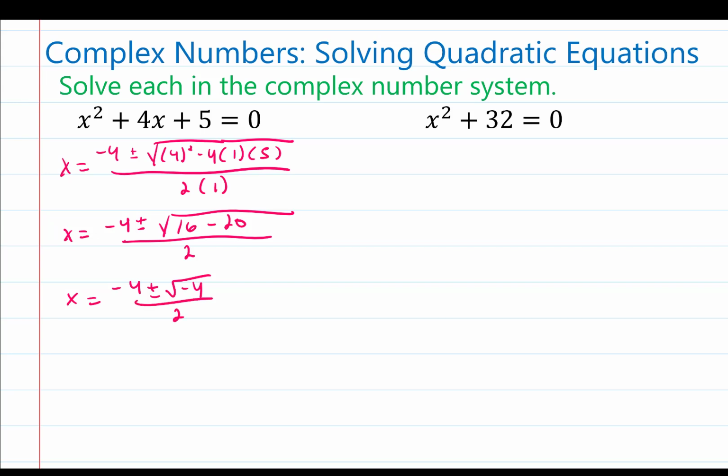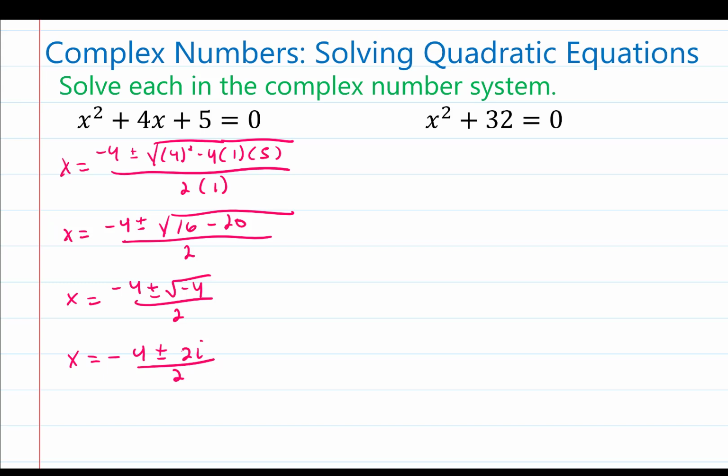Now here's where, if we were solving this in the set of real numbers, we would stop and say that there is no solution, because in the set of real numbers, we are not able to take the square root of a negative value. But in the complex number system, we can. And so we say x is equal to negative 4 plus or minus 2i, all over 2.